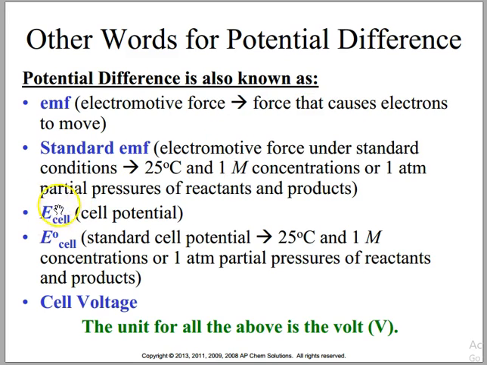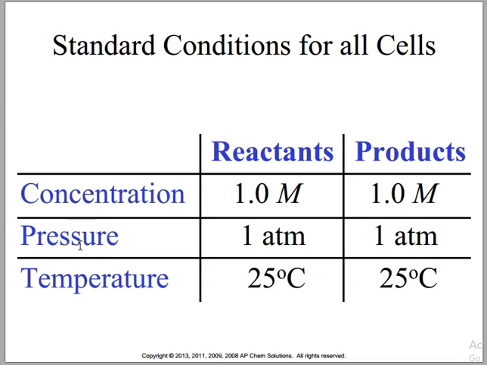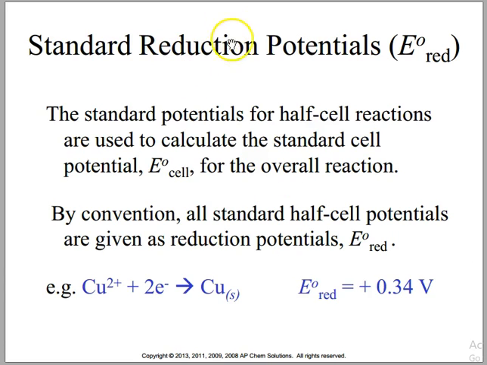Okay? It's also known as a cell potential or a standard cell potential. This is what we will be using here. Okay? And cell voltage, the unit for all of these is the volt. Okay? V. And we're going to be talking about cell potentials, standard cell potentials next. Standard conditions: 1 molar concentrations, 1 atmosphere, 25 degrees Celsius for standard cells.